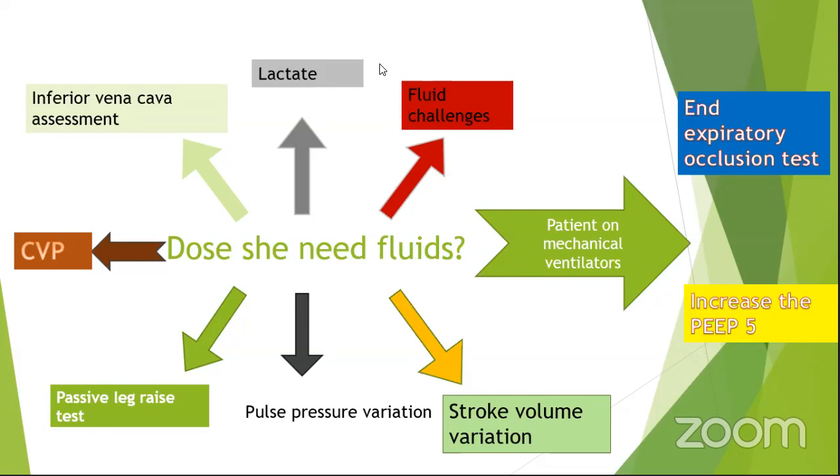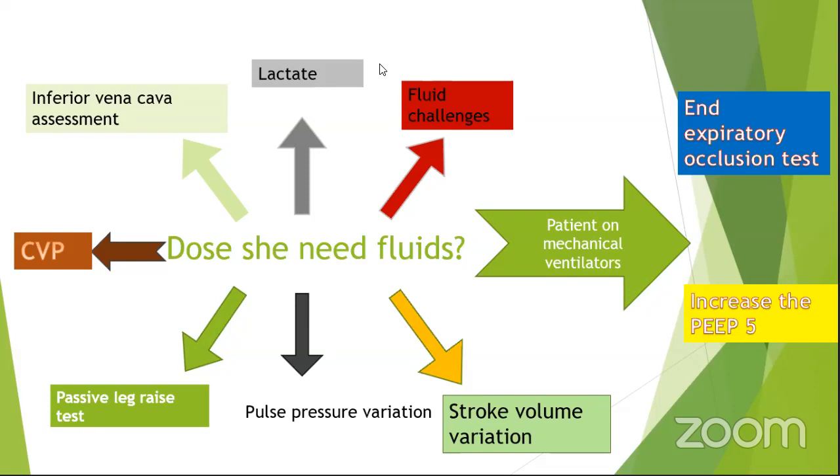The other way we use is called fluid challenges. For fluid challenges, there are 2 methods. Either you give, for example, 500 ml, or there are mini challenges like 50 or 100 ml, but this needs invasive monitoring. You give a 100 ml bolus and you see how the cardiac output waves change, but this needs invasive cardiovascular monitoring, so it's not the usual.